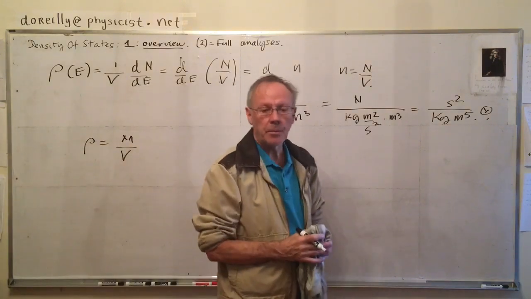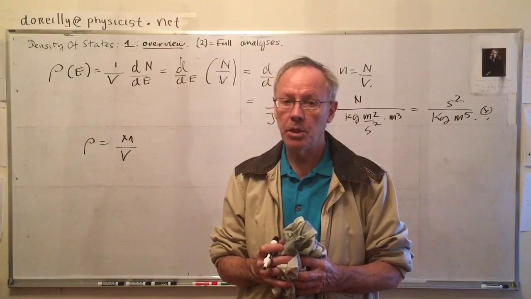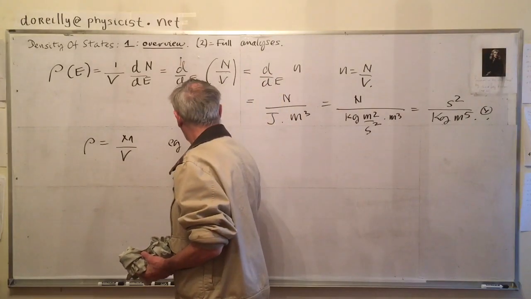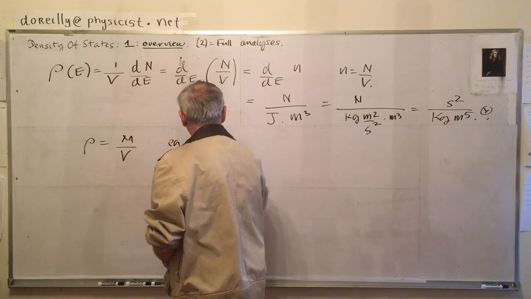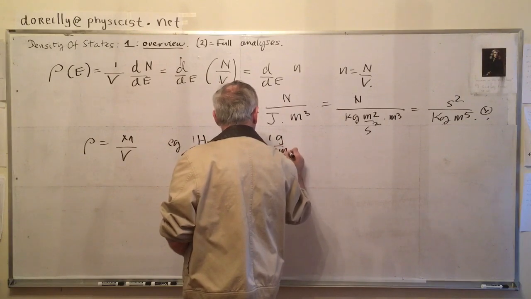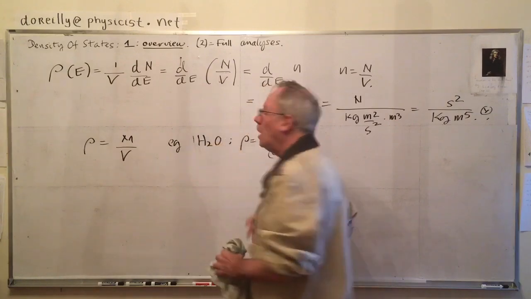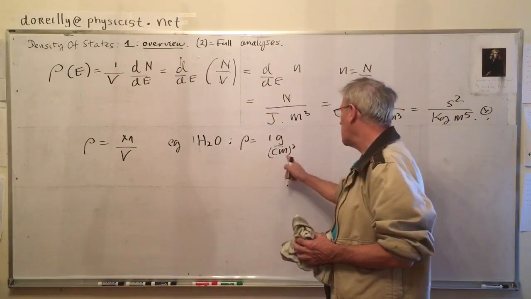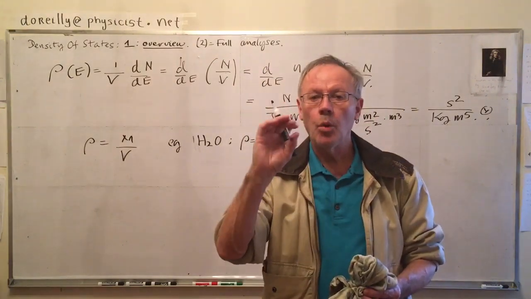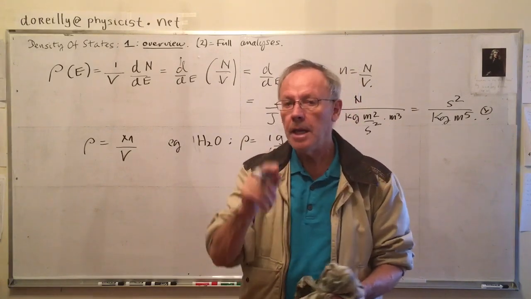It all begins with the definition of density from middle school. Density is mass per unit volume. For example, the density of water is 1 gram per cubic centimeter. This notation is very misleading. That means 1 cubic centimeter of water weighs 1 gram. So 10 cubic centimeters of water would weigh 10 grams.